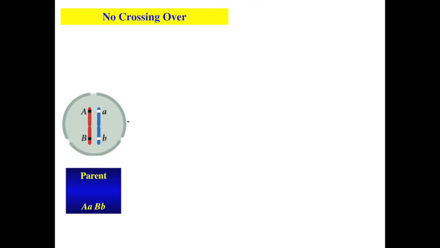Let's say crossing over doesn't happen. You have a parental cell here. This is a parental germ cell, and it has a chromosome from the mother in red and the father in blue. The mother has allele capital A and allele capital B, and the father has allele little a and little b.